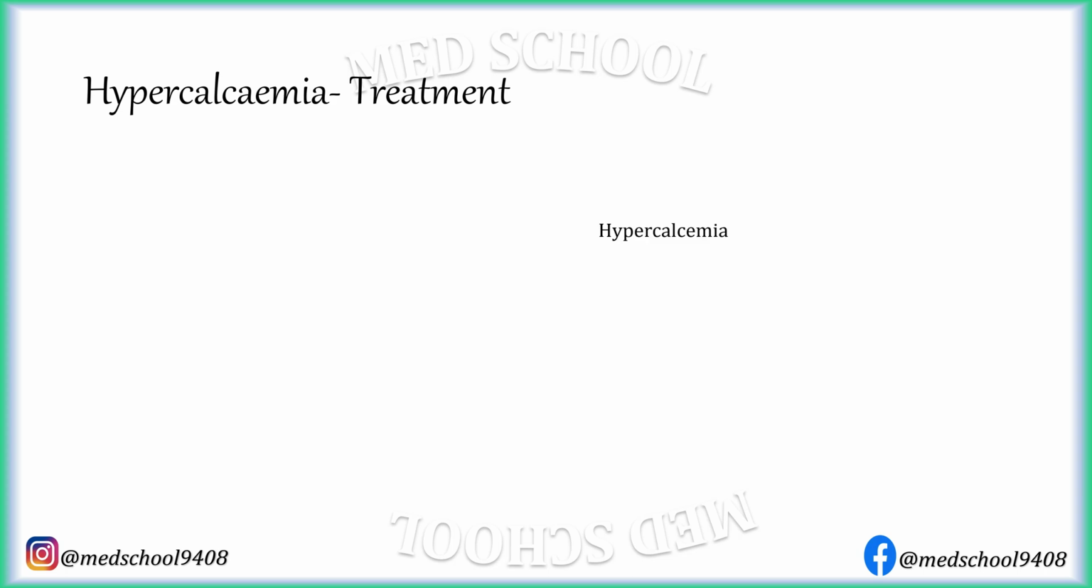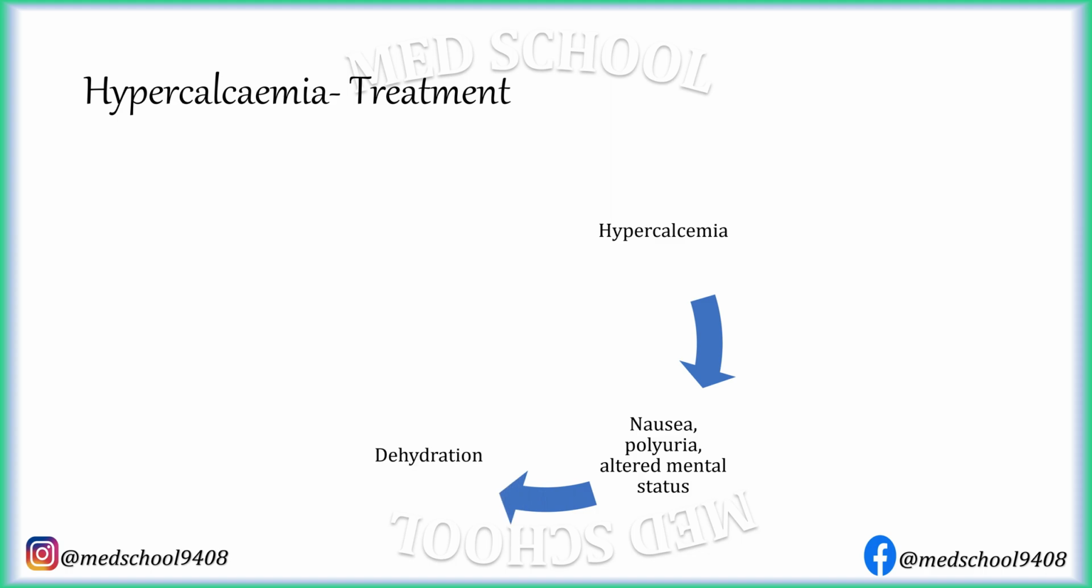First line treatment of hypercalcemia is volume expansion. Let's understand why. Hypercalcemia leads to symptoms like nausea, vomiting, polyuria, and altered mental status. All these features lead to dehydration. Dehydration induces sodium reabsorption from kidneys. In thick ascending limb of Henle, calcium is also reabsorbed along with sodium, which further aggravates hypercalcemia.